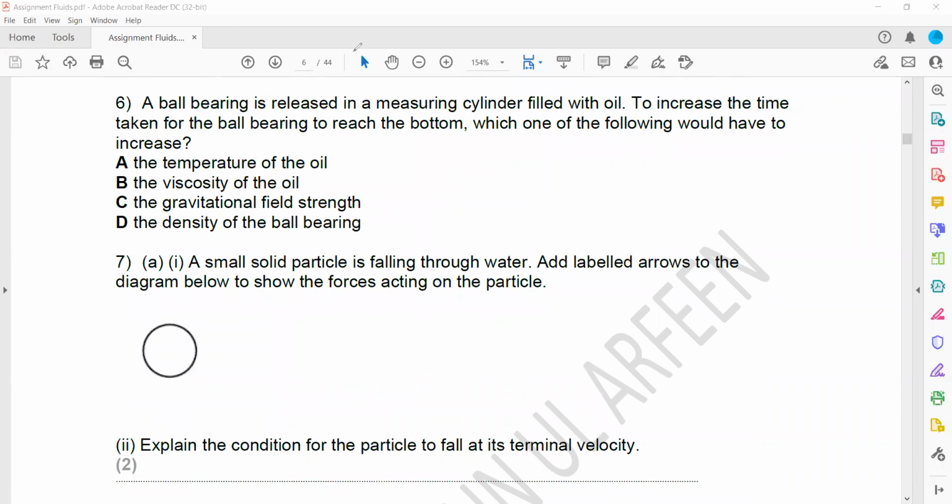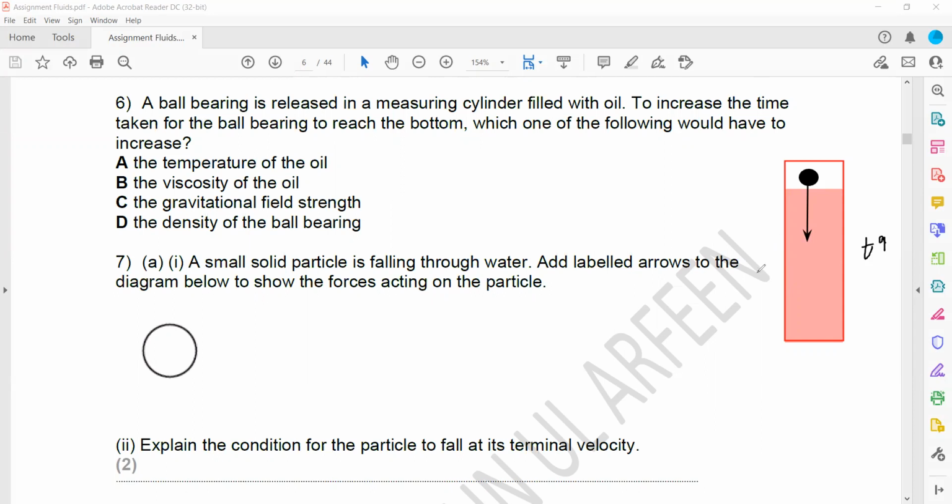A ball bearing is released into a measuring cylinder with oil. So there's a ball bearing which is released in a measuring cylinder which is filled with oil to increase the time. So what we want is the ball to take more time as it falls. So we want to increase the time interval.